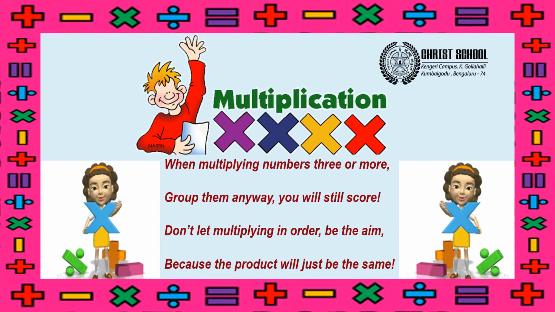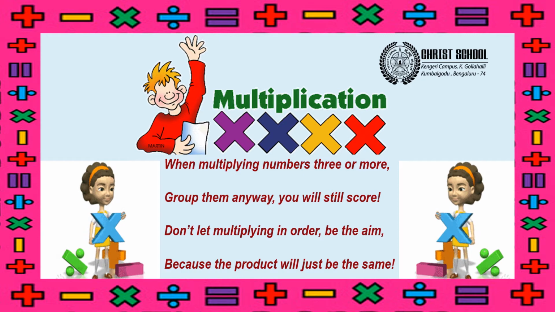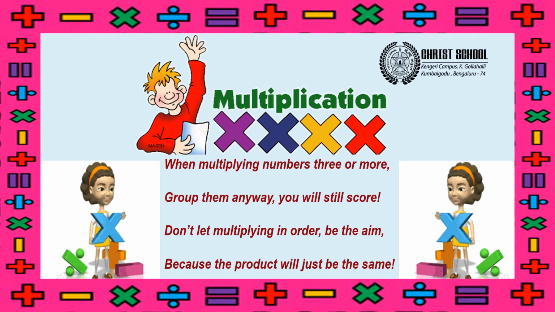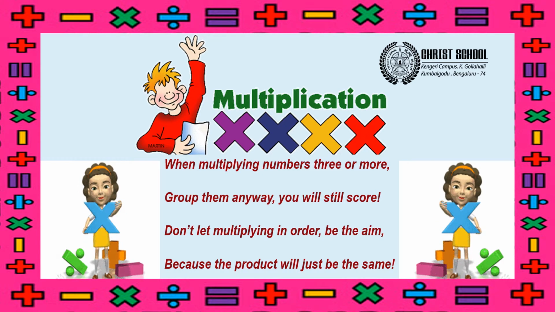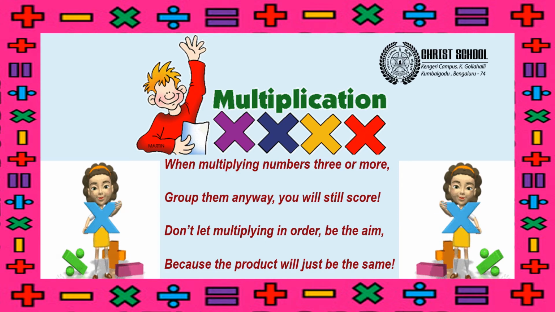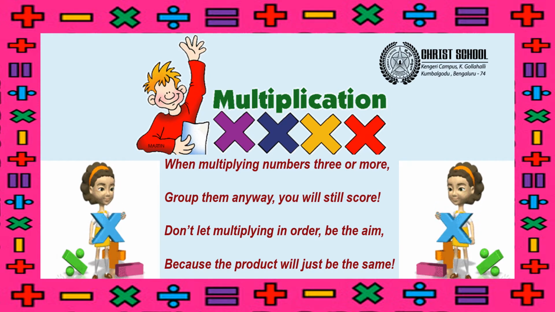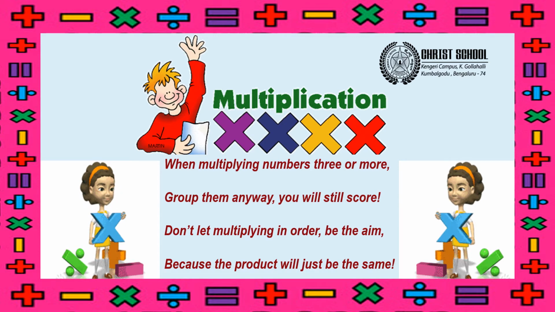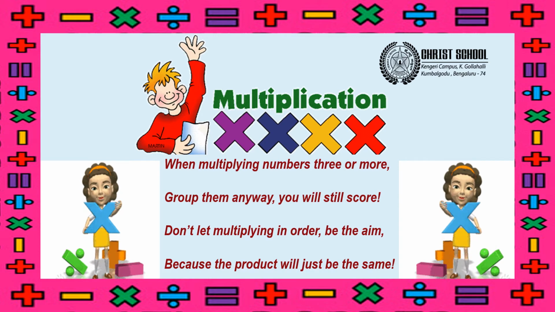Multiplication. So children, as we understand the topic, let's quickly enjoy a small rhyme. When multiplying numbers three or more, group them anyway, you will still score. Don't let multiplying in order be the aim, because the product will just be the same. So let's learn together.